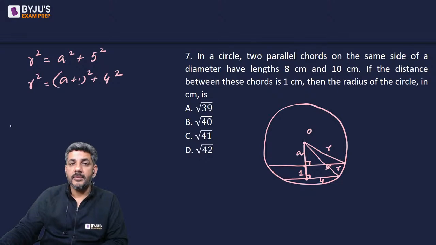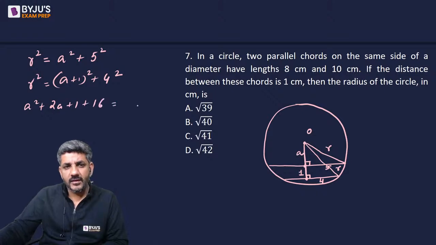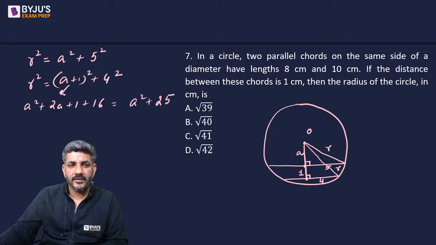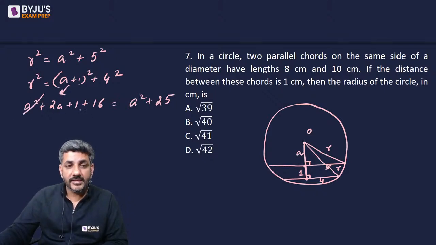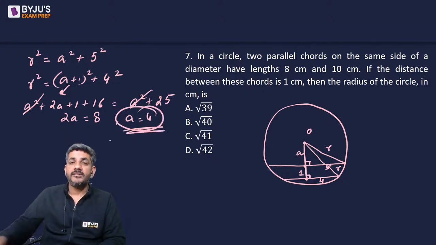Let's put them equal, because both are equal. So I would have a square plus 2a plus 1 plus 16 is equal to a square plus 25. I just expanded it, so this is plus 16 and a square plus 25. A square and a square cancel out. I get 2a is equal to 8 and a is equal to 4. So from here, I have got a is equal to 4.